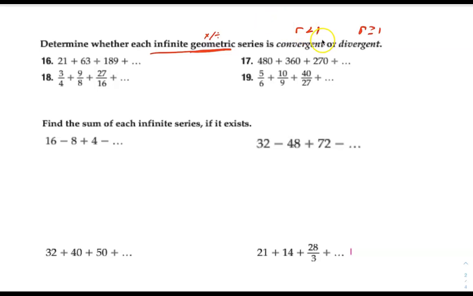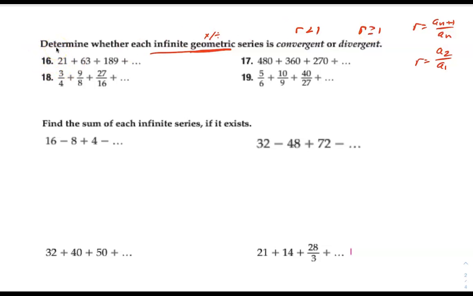If it's less than 1, it's convergent, which means that there is a sum to it. You can find an infinite sum. Numbers keep on getting smaller and smaller, so you can actually add them all up. And divergent means there's not an infinite sum. You can't do it. Numbers get too big. So if R is greater than or equal to 1, then it's divergent. Remember the way we find R is a(n+1) over a(n). Easiest way to think about that is a2 over a1. It's just one term over the term before it. That's all it is.